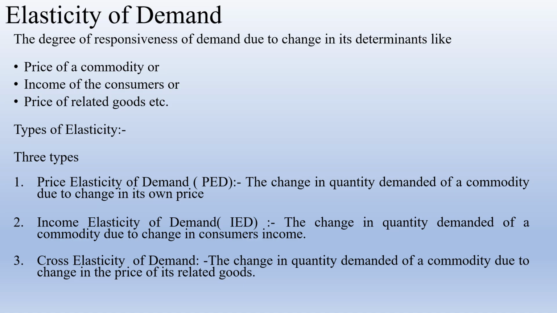Then cross elasticity of demand. The change in quantity demanded of a commodity due to change in the price of its related goods. In this case, the price of related goods is the main determinant. Other things are the same, that is, there is no change in price or consumer's income. But in this case, we only consider the price of related goods.